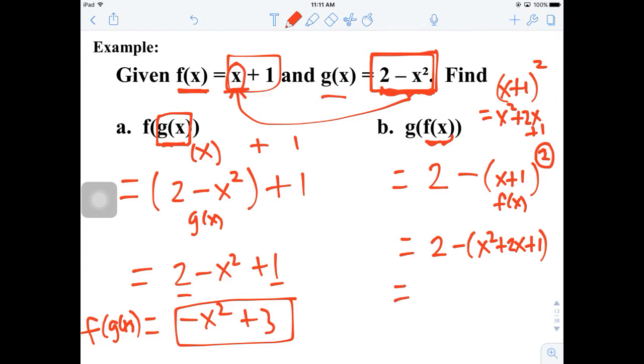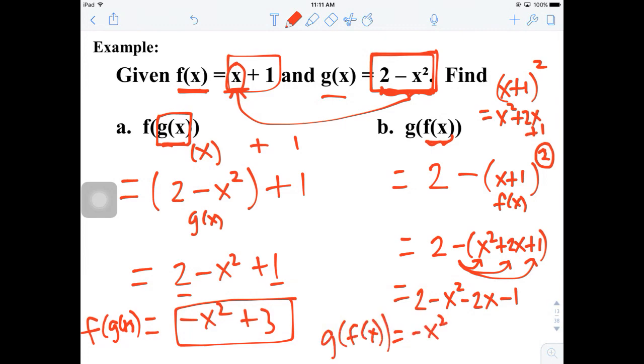Next, we need to simplify this by taking out the parentheses, but notice there is a negative in front of the parentheses. So we're going to distribute the negative through every term, which makes every term change sign. So we're going to have negative x squared minus 2x minus 1. And again, leaving it in standard form, that's going to give me g of f of x is equal to negative x squared minus 2x has no like term, and then 2 minus 1 is just a plus 1.